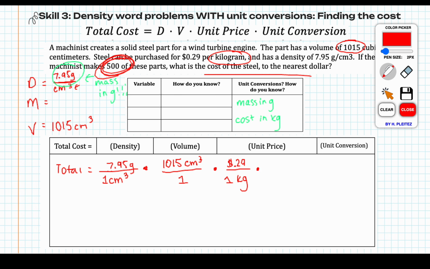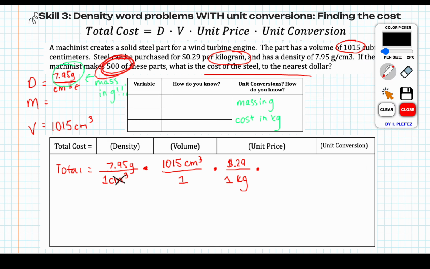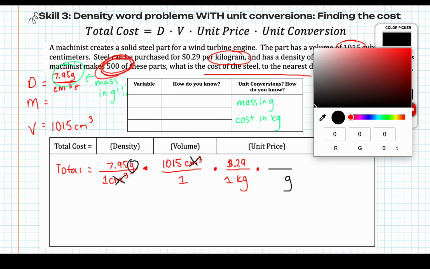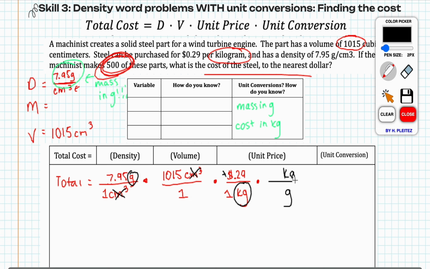So now let's figure out what units are going to cancel and what isn't. Centimeters cubed is going to cancel out. We have that in a numerator and in a denominator. But we have these grams and these kilograms that need to go away. I see grams in the numerator, and in order to cancel it out, the grams needs to go in the denominator. That's the only way I'm going to get it to cancel out. I also need this kilogram unit to go away because I'm looking for a cost. So the only unit I want is this money sign right here. So I also need our kilograms to be in the numerator up here.